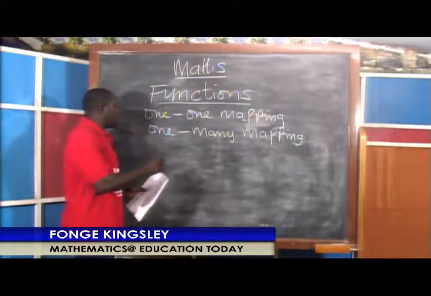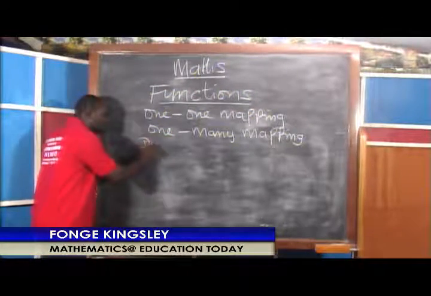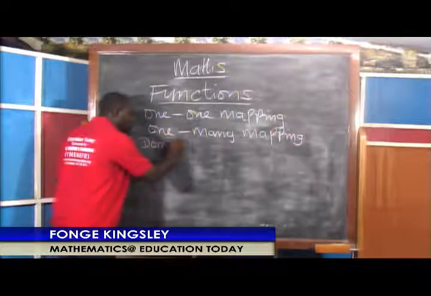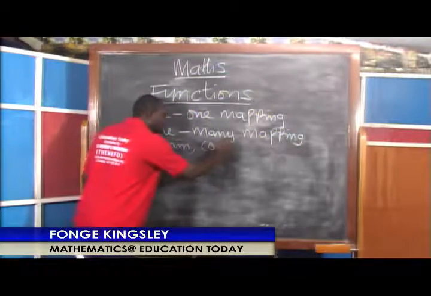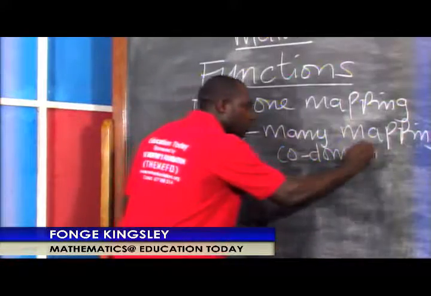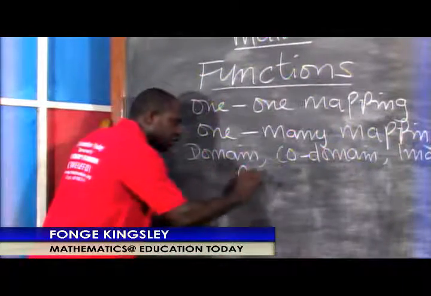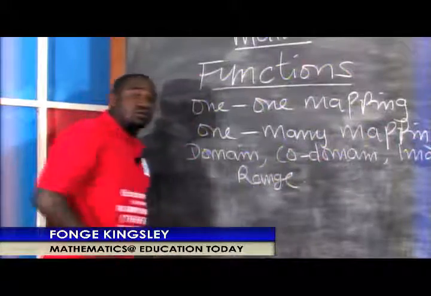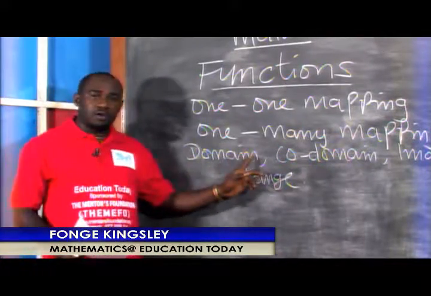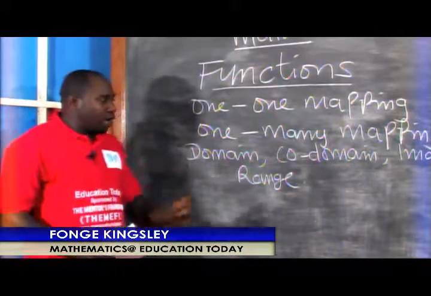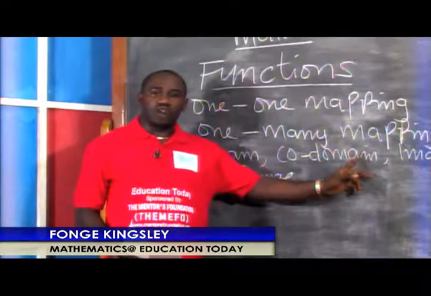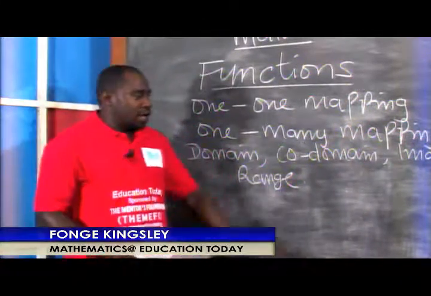Now we want to know the meaning of the following words. What is the domain of a function? What is the co-domain? And what is an image? And what is the range? Now, the domain represents the values of x, while the codomain represents the values of y. And now, what is the image?